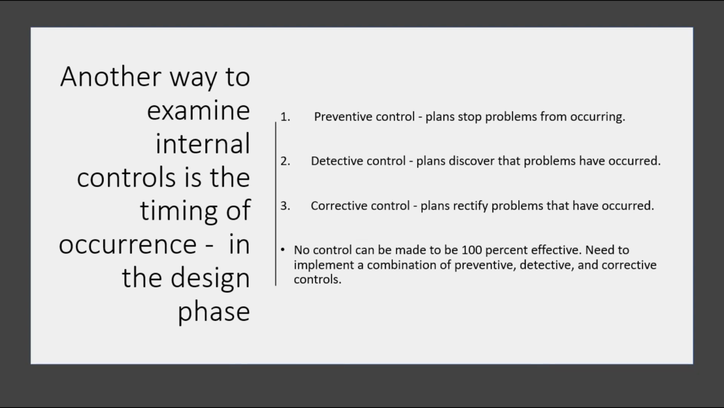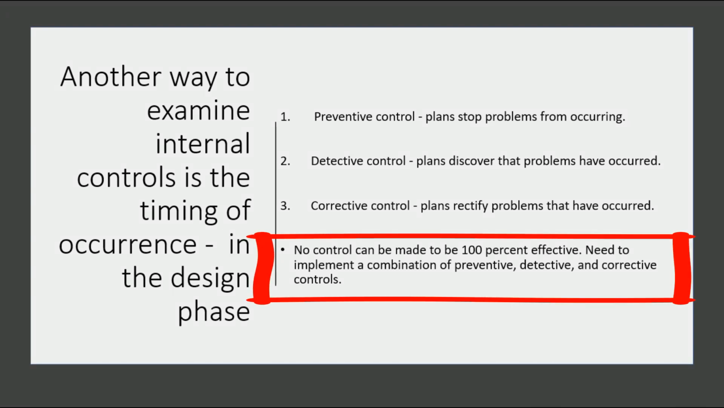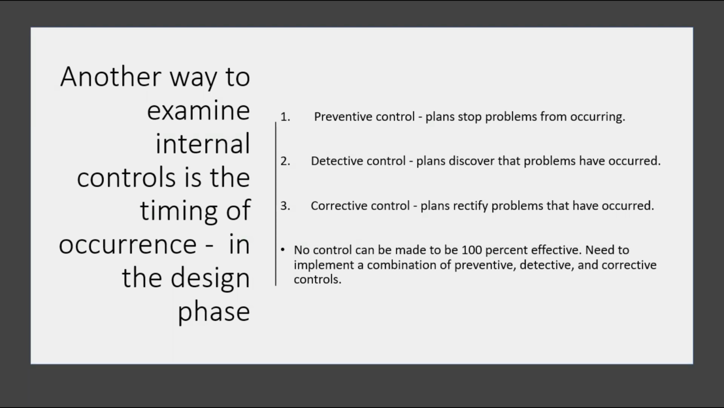No internal control framework can be made 100% effective. It needs to be implemented with a combination of preventive, detective, and corrective controls. They all should come together to make the internal control framework work at its best.